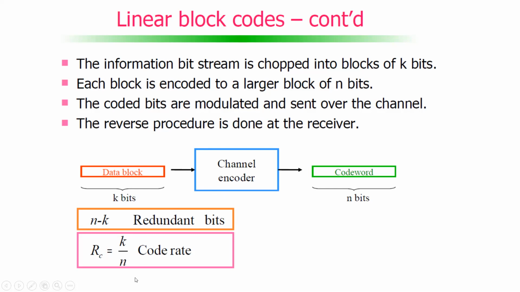A linear block code can be expressed as (n, k). n is the number of bits in the code word, so this will be called a code word, and this will be called a data block. Any linear block code will be represented as (n, k). n represents the number of bits in the code word, and k is the number of information bits or message bits.